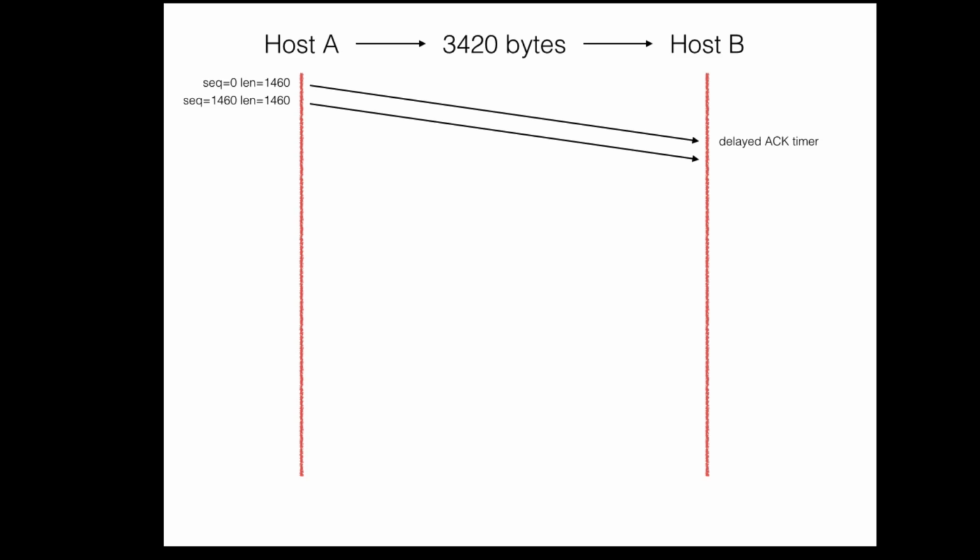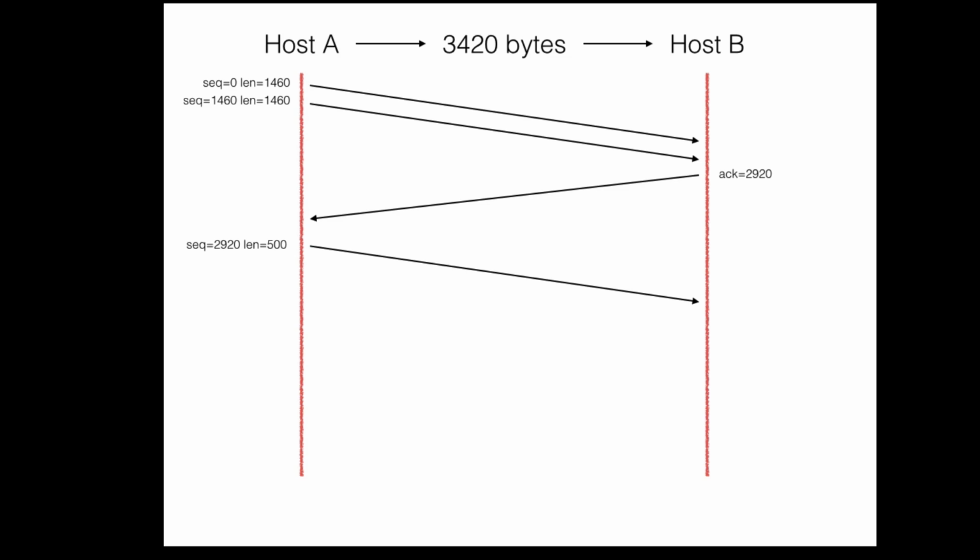Now, host A can go right ahead and send the next packet. And when host B receives it, host B goes, oh, I got my second packet. Let me kill this timer, and I'll send my ACK. Host A then sends the last bit of data. It's only 500 bytes this time because we're only sending 3,420 bytes.